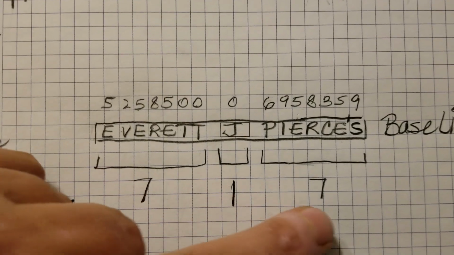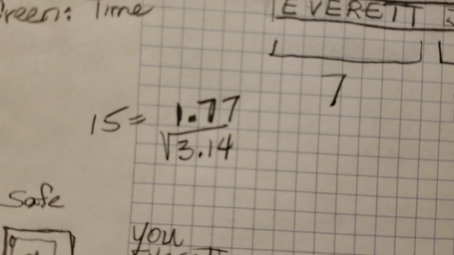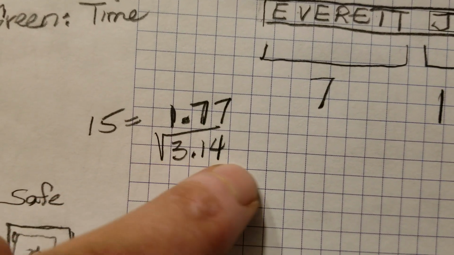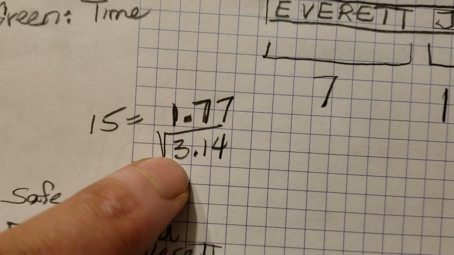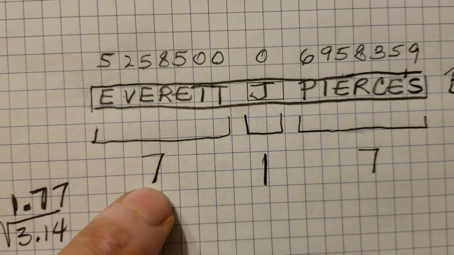So 717. Now the square root of pi, most people should know this already. You have pi, 3.14, and the square root of pi is 1.77. Here's our 1.77.